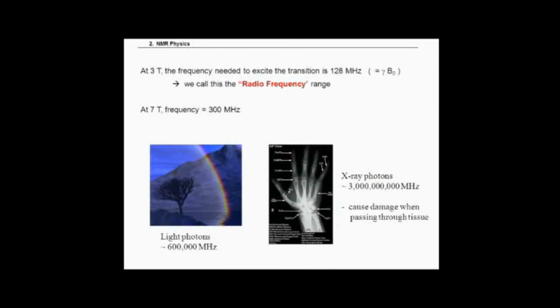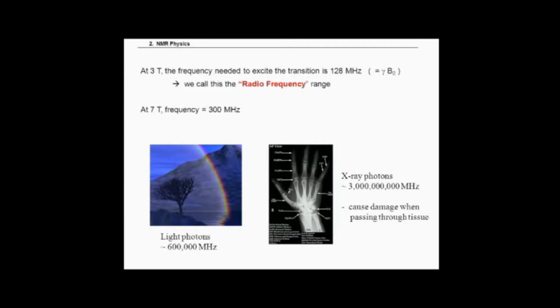It turns out that when we're working with a 3 Tesla magnet, the frequencies of the photons that we need to put in happen to be around the megahertz range. So it's just gamma B0. We call this the radio frequency range. Your local radio station is up in the hundreds of megahertz, 105 FM. So this will be the megahertz range.